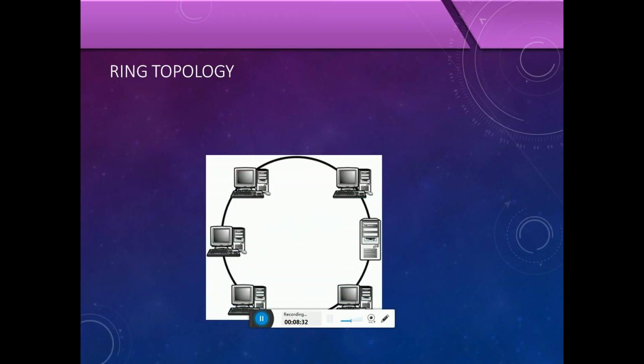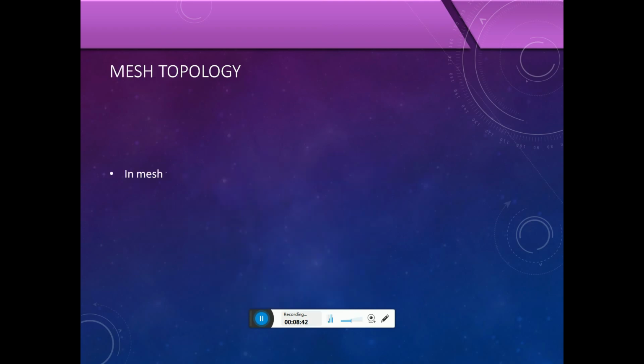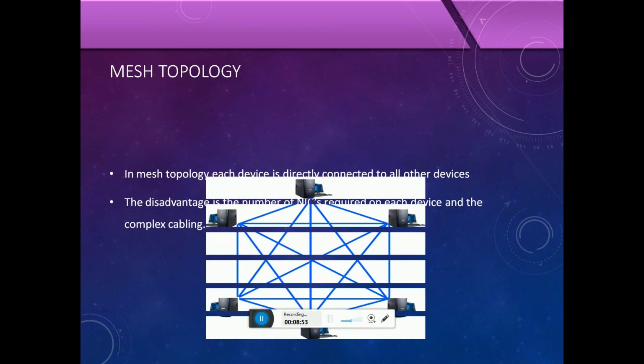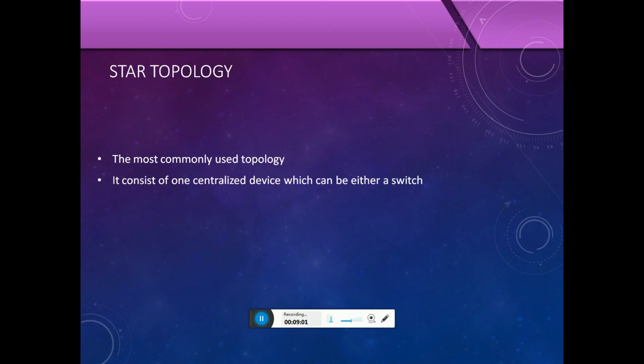Ring topology: devices are connected in a ring cable, a high-performing loop. A single cable failure causes faults in the network. Mesh topology: each device is directly connected to all other devices. Disadvantage: a number of NICs are required in each device, and the cabling is very complex. Star topology: the most commonly used topology. It consists of a centralized device, which can be either a switch or a hub. Each device is connected to various ports of the centralized device.